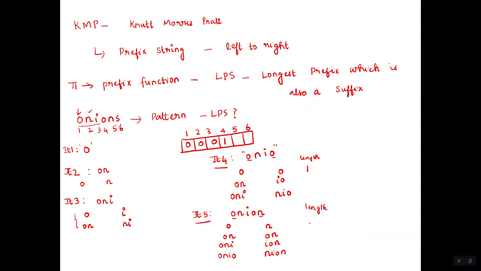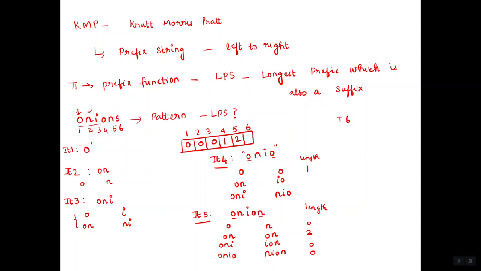Initially O and N, it is different, so this is 0. ON and ON, yes, prefix and suffix both are the same. And what about the length of that particular substring? The length of that particular substring is equal to 2. And next I have ONI and ION. So I don't have any overlapping prefix or suffix, so that is equal to 0. And 4 characters, that also I don't have anything in common, so that is also equal to 0. So the only valid value which is over here is going to be 2. So the output of your 5th iteration is going to be 2.